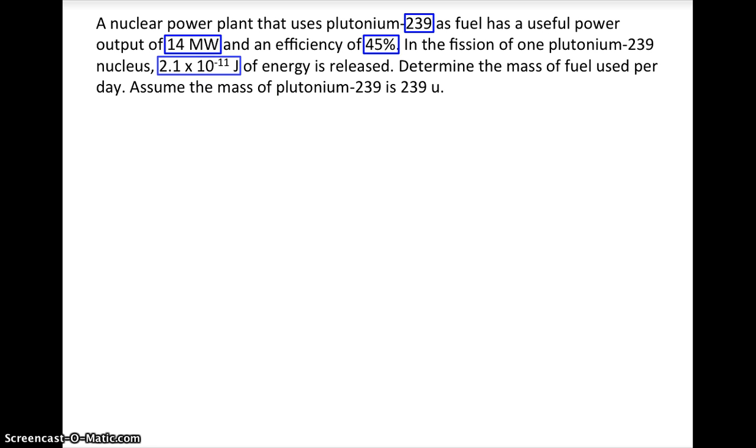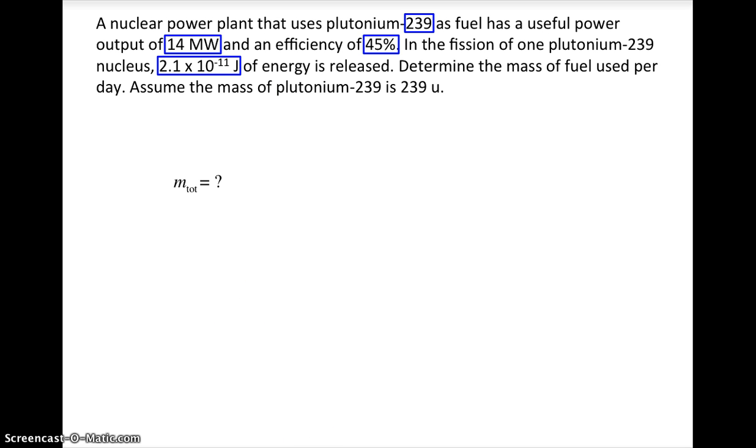Okay, what else do we have? This value is the energy released in each fission. That's the energy that every single fission, or every single nucleus, puts into the station. And again, out of this energy, just 45% of it makes its way to electricity. And we have to find the mass. Now, the first thing I want to point out is that they said assume the mass is 239 u. In reality, the mass of one plutonium nucleus is a little bit bigger, but we're going to round it.